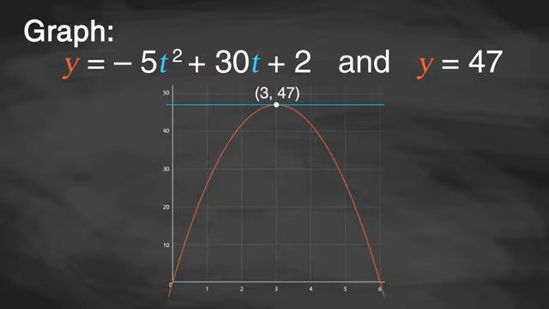Graphing y = -5t² + 30t + 2 and y = 47 shows an intersection at the point (3, 47). So, when the height is 47 meters, the time is 3 seconds.